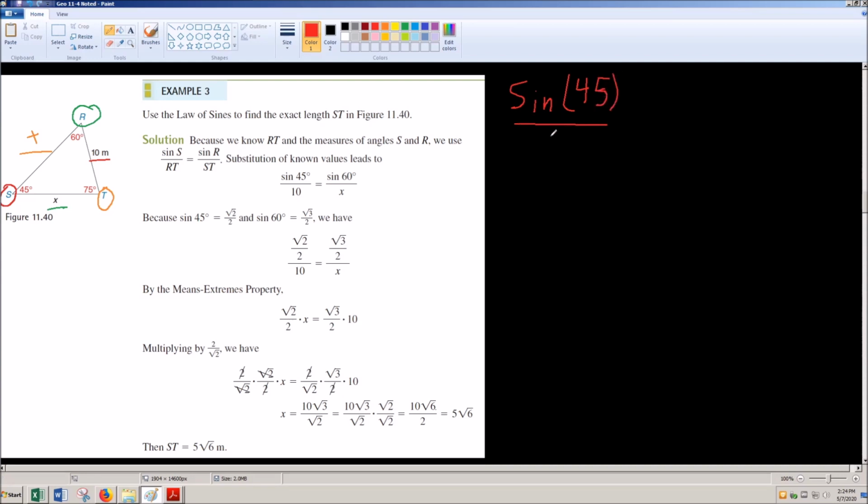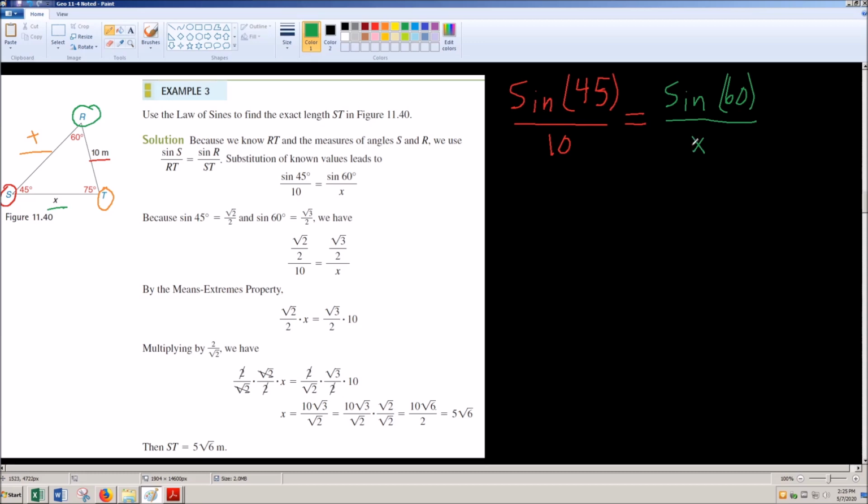Divided by, and now I'm going to say this side length, which is 10. And now I'm going to set this equal to my green thing here. So I'm looking to solve. Here I have sine of 60 over, and now here I'm going to use my X value. So I want to get X by itself. What am I going to do?